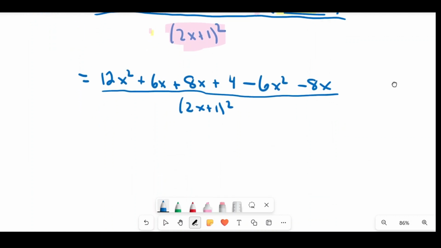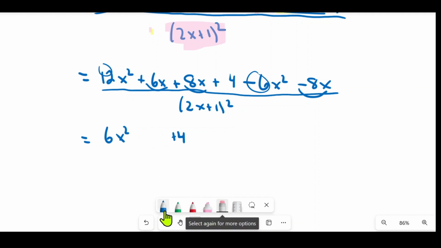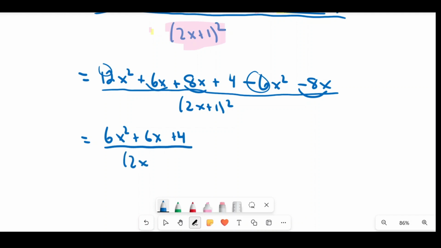So what happens to that numerator? If I collect like terms, I get 6x squared minus 2x plus 4. So let me just double check that. 6x squared. And then I've got, oh, good thing I'm checking it, because I was wrong. This is 6x plus 8x minus 8x. So this is plus 6x, and then plus 4. That is divided by 2x plus 1.